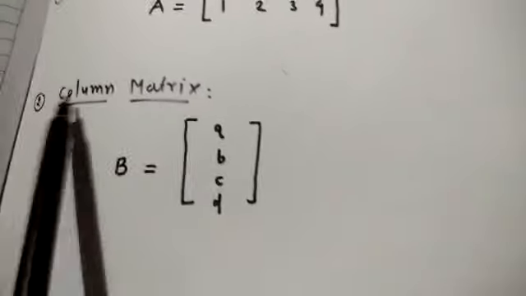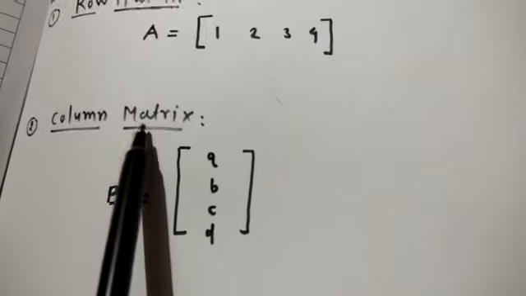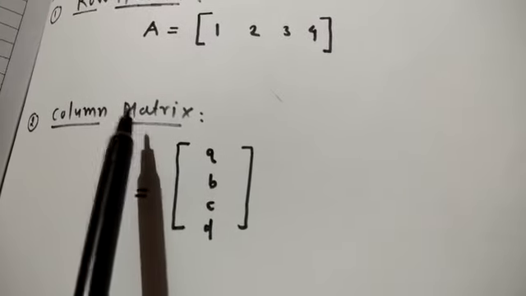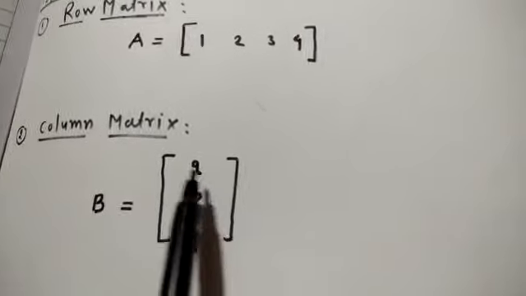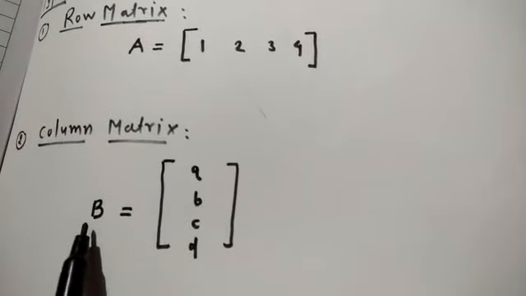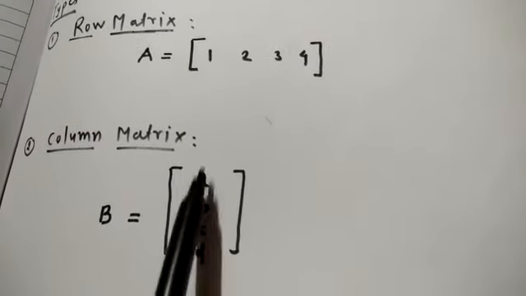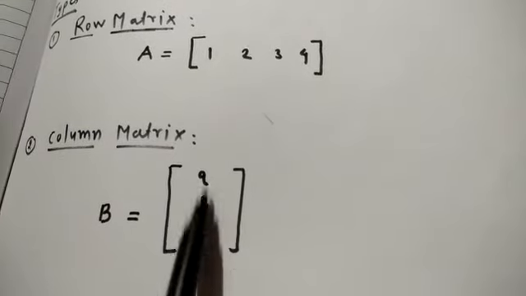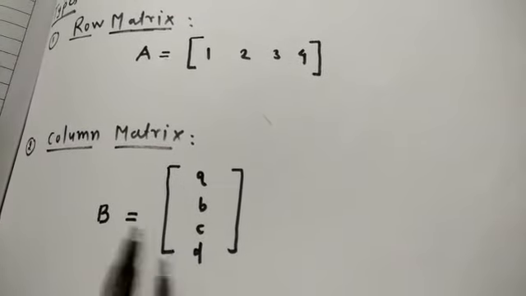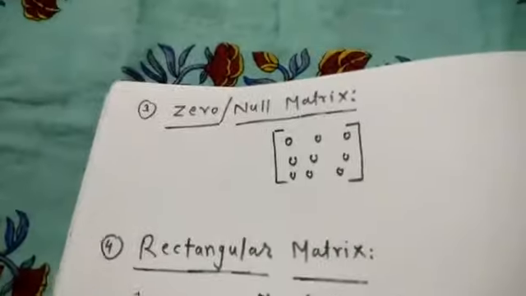Second type is column matrix. Column matrix means the matrix which has only one column. You can see that this is the matrix B: A, B, C, D. This is a single column. It means there is only one column. It means this is a column matrix.